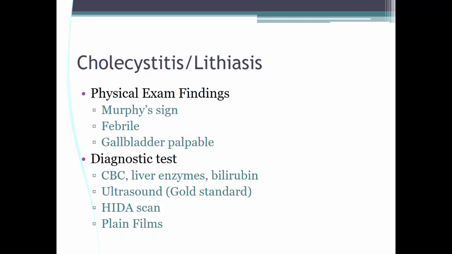Diagnosis is basically, if you do a CBC, the patient is going to have leukocytosis, elevated liver enzymes, direct bilirubinemia. Ultrasound is actually the gold standard examination. It is the best test to detect the gallstones. And at the same time, the test may also elicit the Murphy sign when patients are asked to take a deep breath and you go deeply into the right upper quadrant with the ultrasonography.